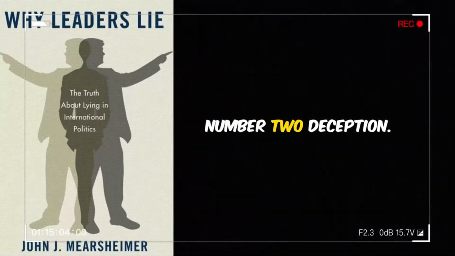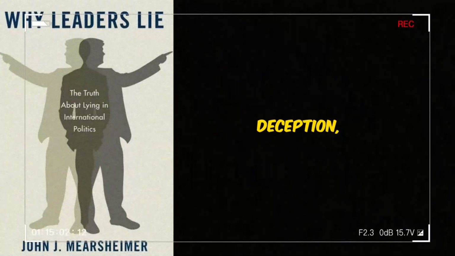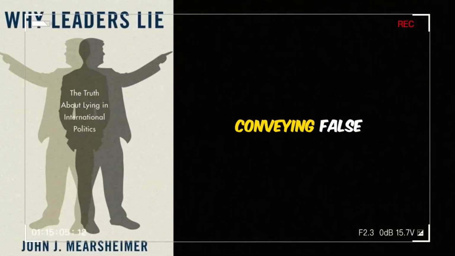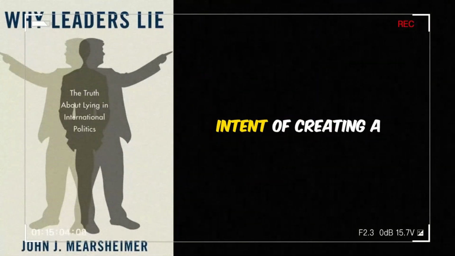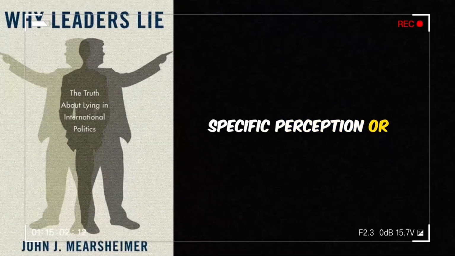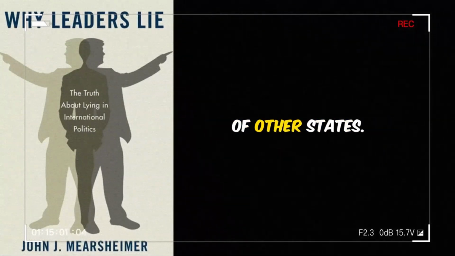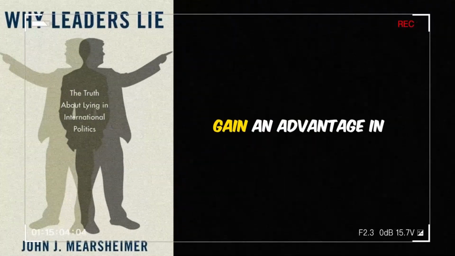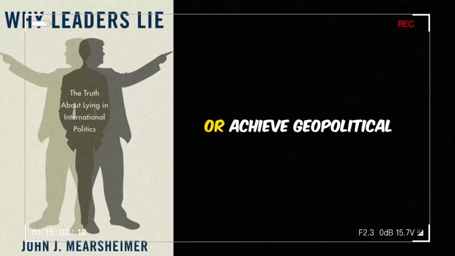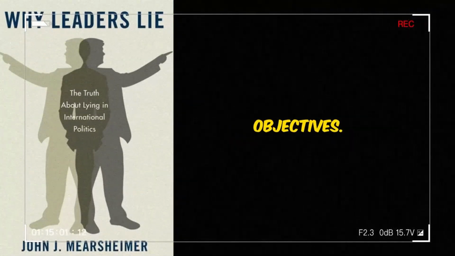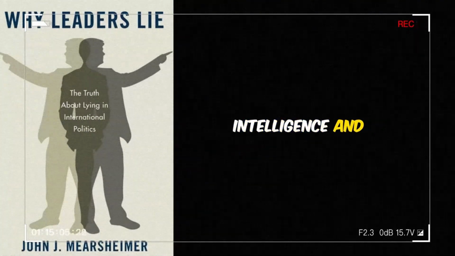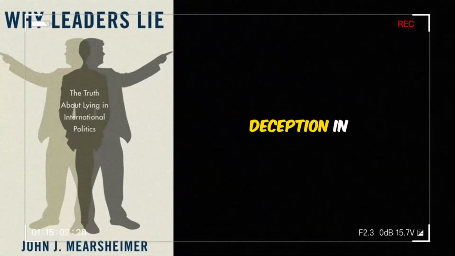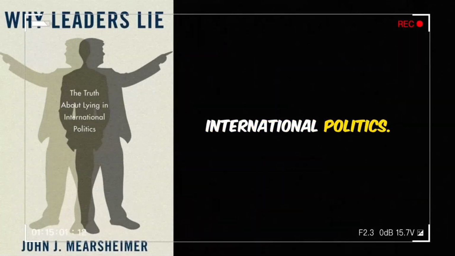Number 2. Deception, as Mearsheimer describes it, is the deliberate act of conveying false information with the intent of creating a specific perception or influencing the actions of other states. This tactic is often employed to shape narratives, gain an advantage in negotiations, or achieve geopolitical objectives. The manipulation of intelligence and misinformation campaigns can serve as illustrative examples of deception in international politics.